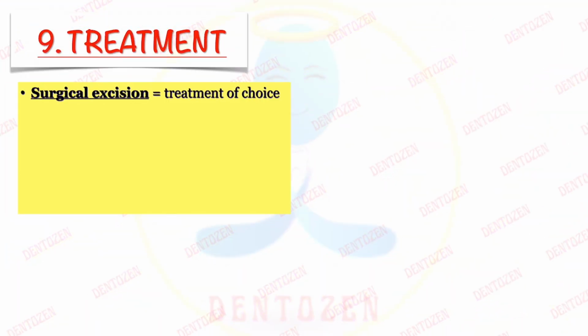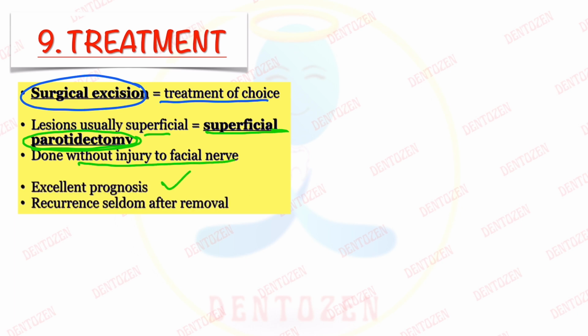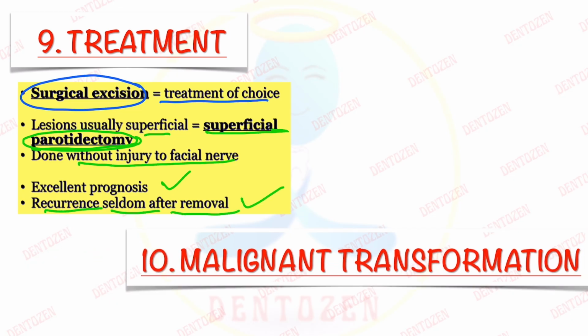Then what about the treatment? Surgical excision is the treatment of choice. We have to cut the tumor, and because it is usually superficial, a superficial parotidectomy is done, where the superficial lobe of the parotid gland is removed, and usually it is done without injury to the facial nerve. So no injury to the facial nerve. Excellent prognosis, and recurrence seldom occurs after removal. What about malignant transformation? It is rare in this tumor.